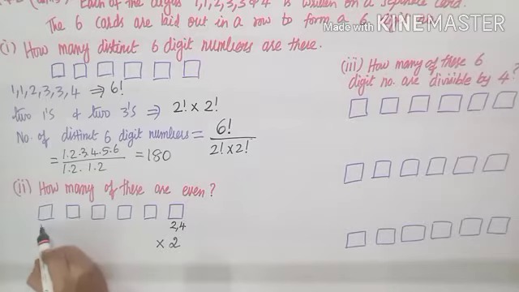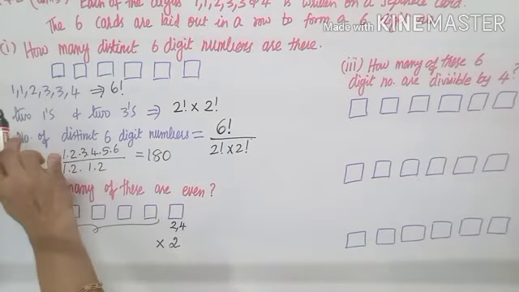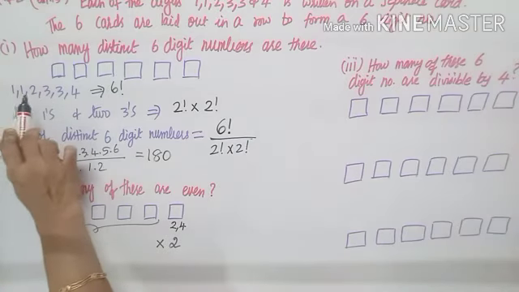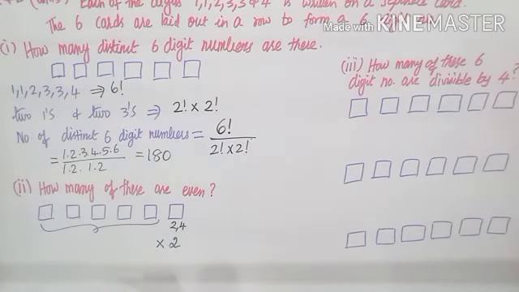The remaining 5 places, check what the numbers given are: 1, 1, 2, 3, 3, 4. Either 2 or 4 is coming here, so remaining there are 5 digits. But what is the repetition? 2 ones and 2 threes. So what is my answer?